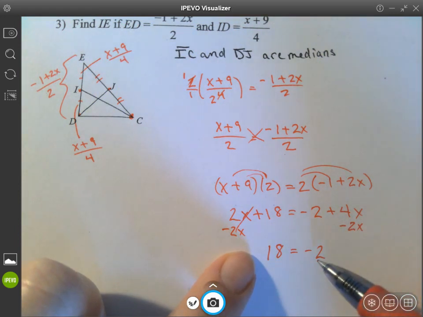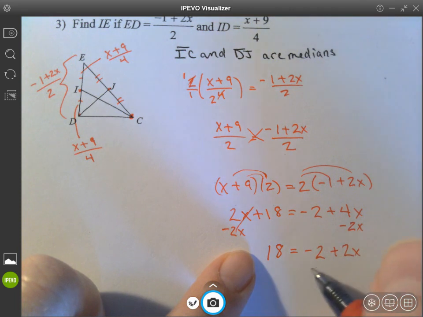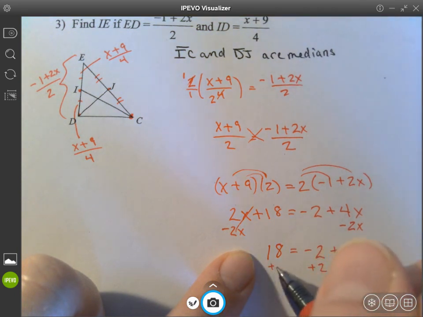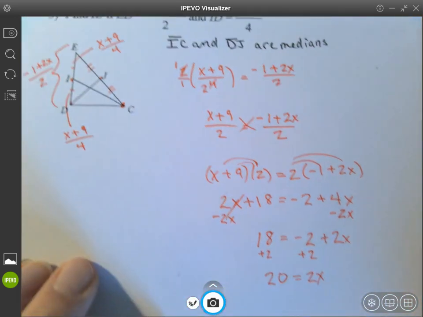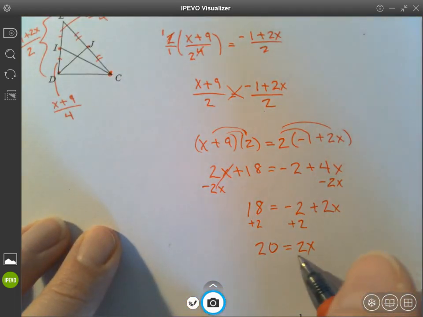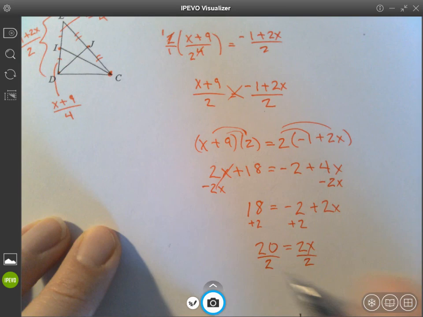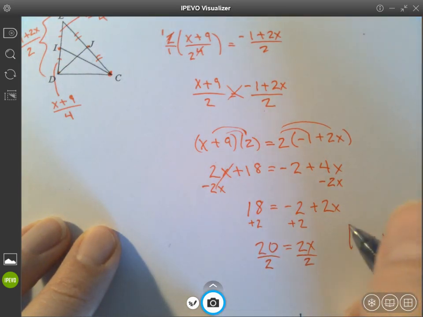So 18 equals negative 2, and then this comes together as a positive 2x, and then I would add the 2 to the other side. So I get 20 equals 2x, and even though the x is on the other side, that's okay. We're going to divide both sides by 2. So x is 10. Now, I'm not done.